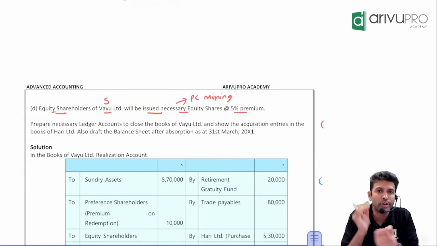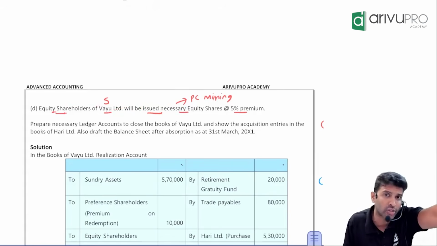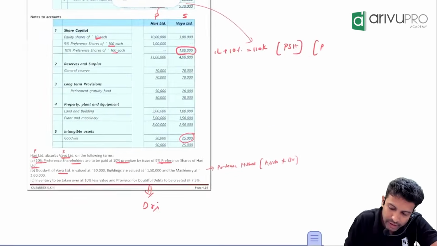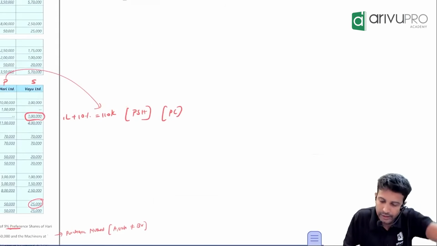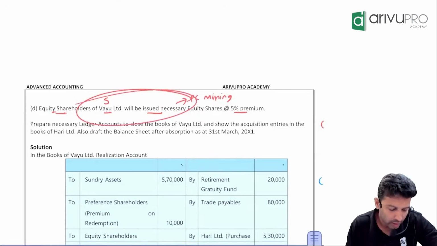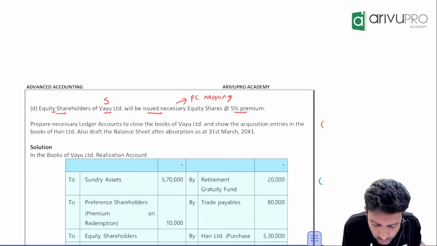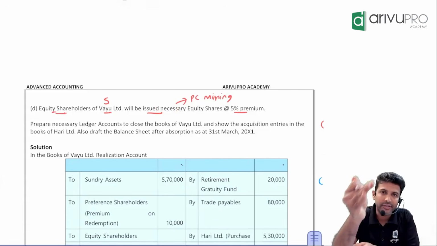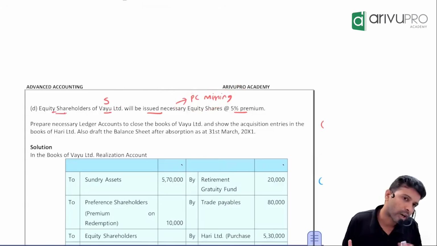Necessary. That means what you give to the equity shareholders of the selling company is also PC. PC means what you give to the owners of the selling company. What you gave to the preference shareholders, clearly you know: 1,10,000. But what you are paying to equity shareholders, is it given or missing? Because they use the word necessary. That means PC is specified in the question or it is missing? PC is missing. Understood that?